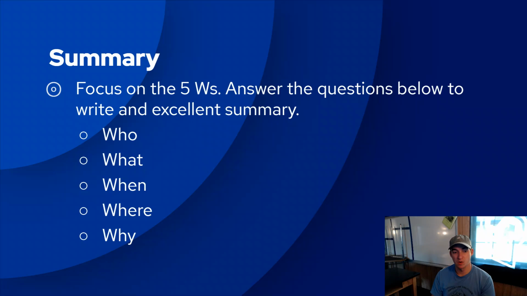You're going to focus on the 5 W's. The 5 W's are who, what, when, where, and why. If you answer those questions, your summary will be perfect. So you need to tell me who in the story did what, the action they were doing, when they did the action, where they did the action, and why they did the action. If you answered those 5 questions, your summary will be excellent.